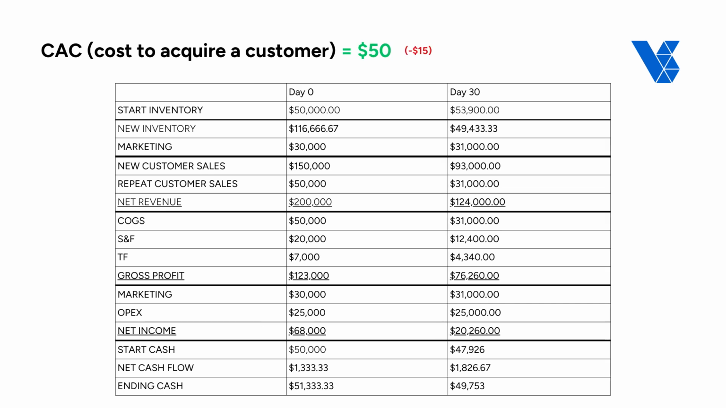Now let's assume that you dropped CAC by $15. You brought it down from 65 to 50. Well, what then happens is we actually start net cash flowing every single month, and our cash flow position improves slightly.